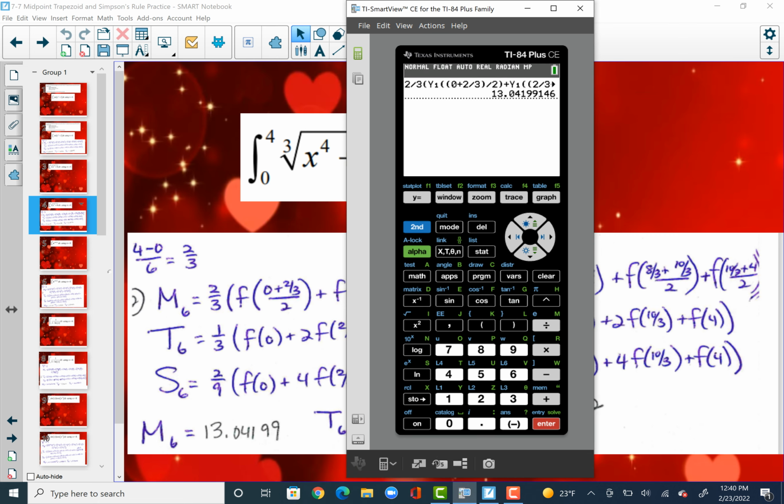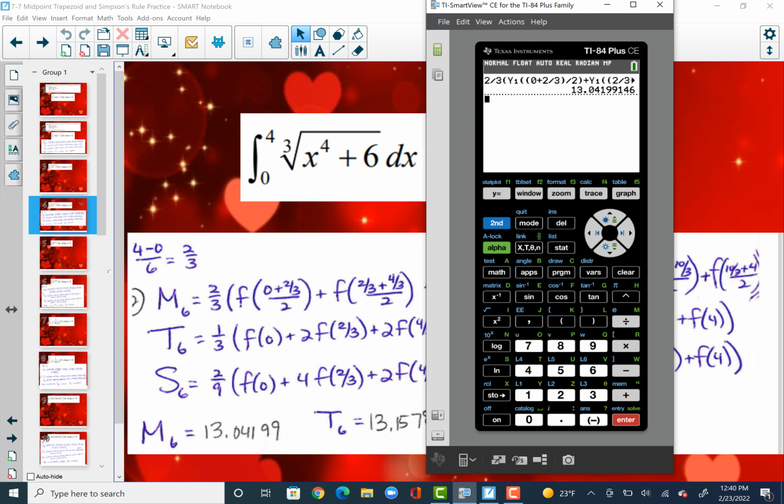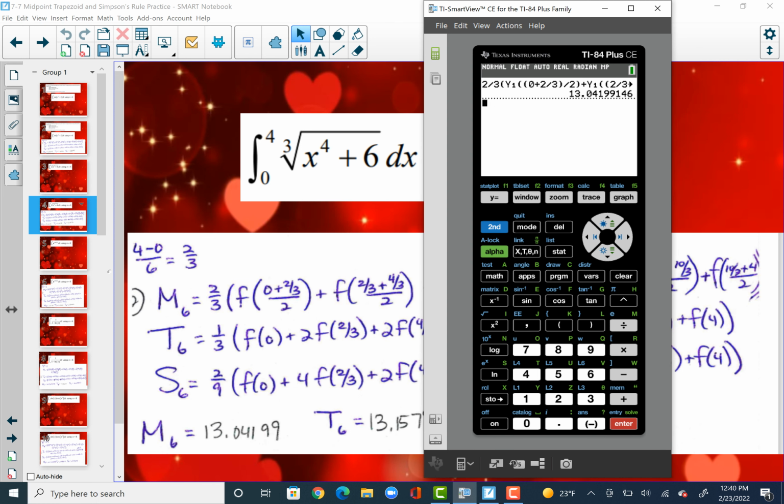Alright, we can do the same thing similarly for the trapezoid rule and Simpson's rule. Let me go through those so I can show you how easy it is, if you're using the same problem, to go from trapezoid rule to Simpson's rule, for example. So I hit 1 divided by 3, in parentheses. Now we just have to hit f of 0. Again, I'll show you both ways.